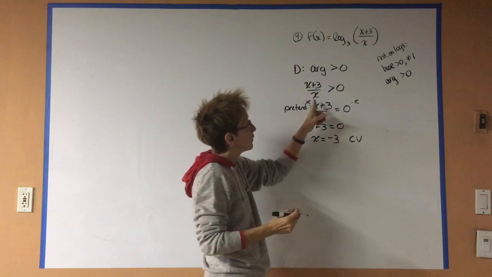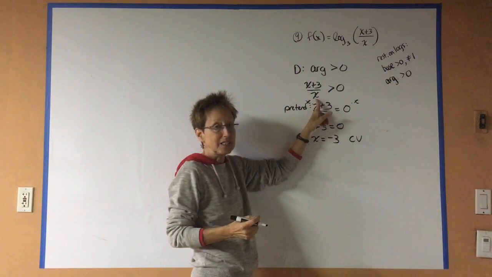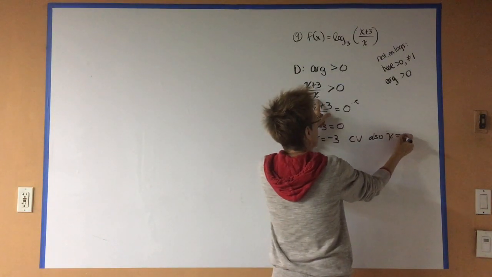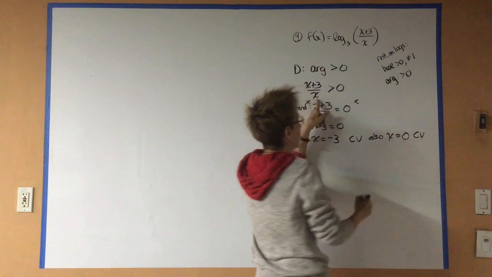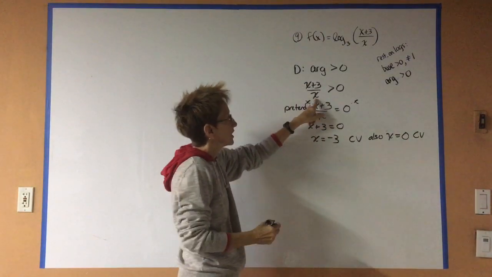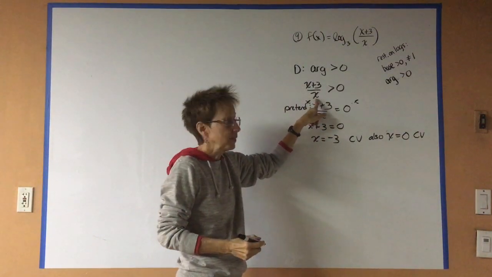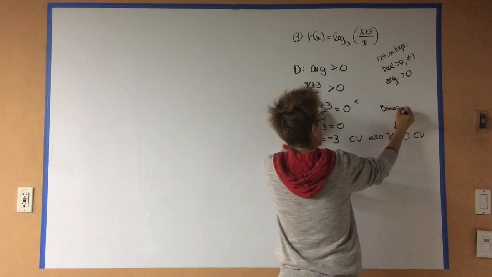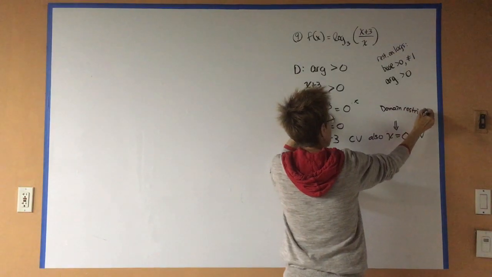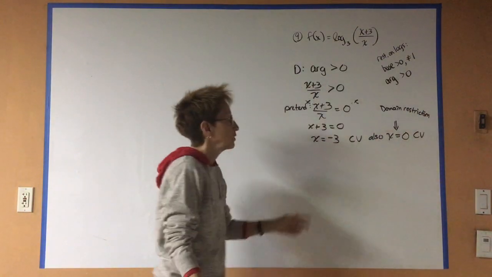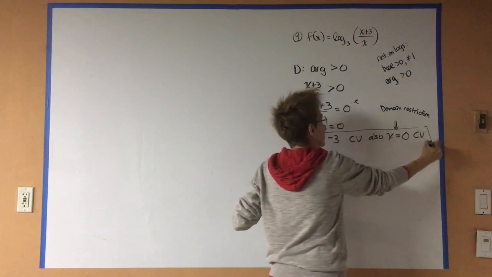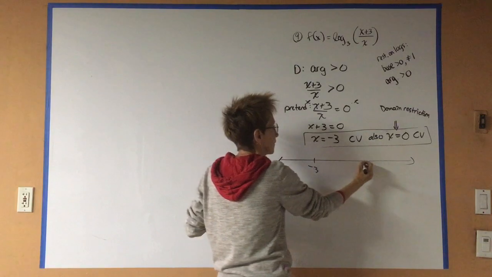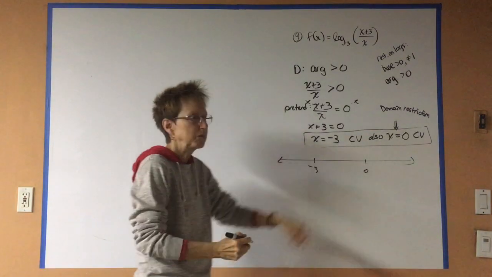But what else is a critical value here? The domain restriction, which is also x equal to 0, is a critical value because you have a domain restriction here that x can't equal 0. So this is coming from domain restriction. So then what did we do? Once we found the critical values, we made a number line of the critical values and we did test points. Negative 3 and 0. So I've got 3 test points I need to do.